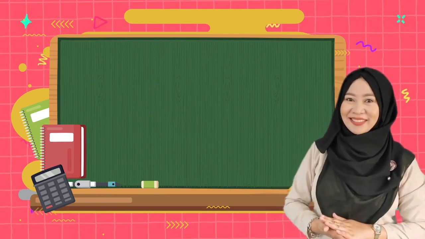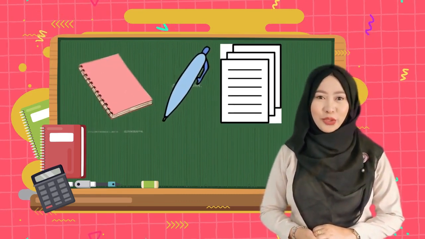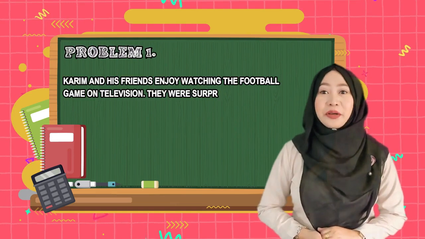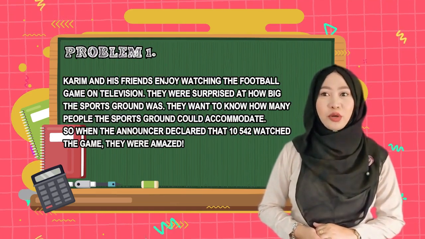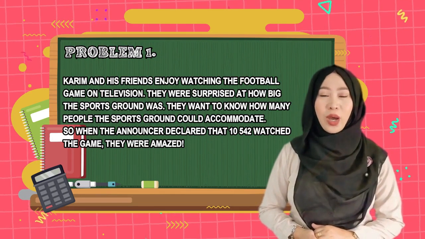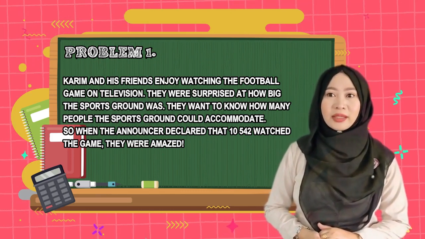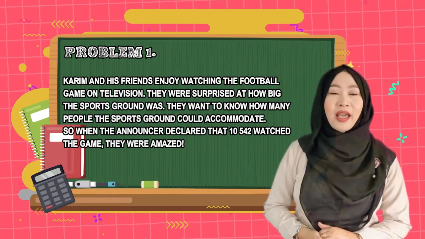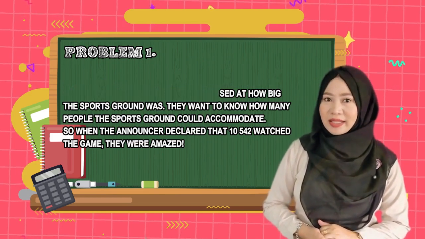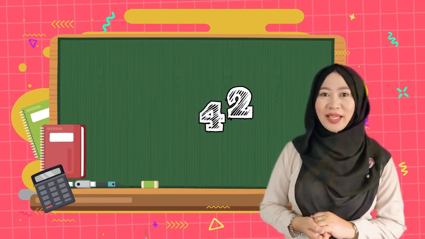Okay, mashallah, you did it correctly, learners. Matatalino talaga kayo. And now, prepare your notebook, ball pen, and your module. Read the first situation. Problem number 1. Karim and his friends enjoy watching the football game on television. They were surprised at how big the sports ground was. They want to know how many people the sport ground could accommodate. So when the announcer declared that 10,542 watched the game, they were amazed. Wow! Can you imagine how big 10,542 is?